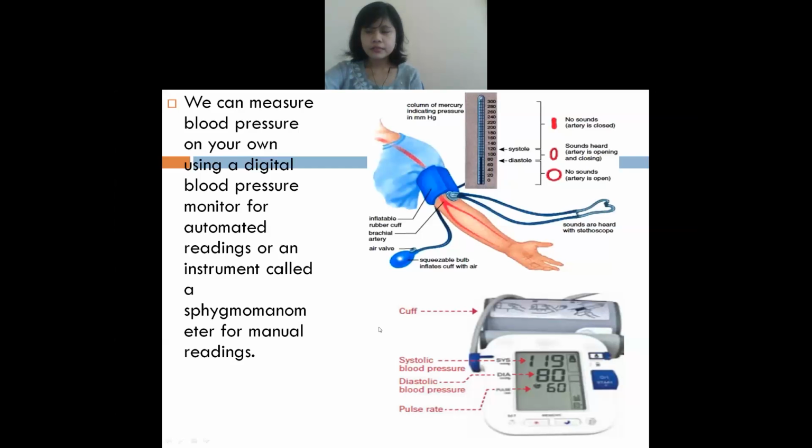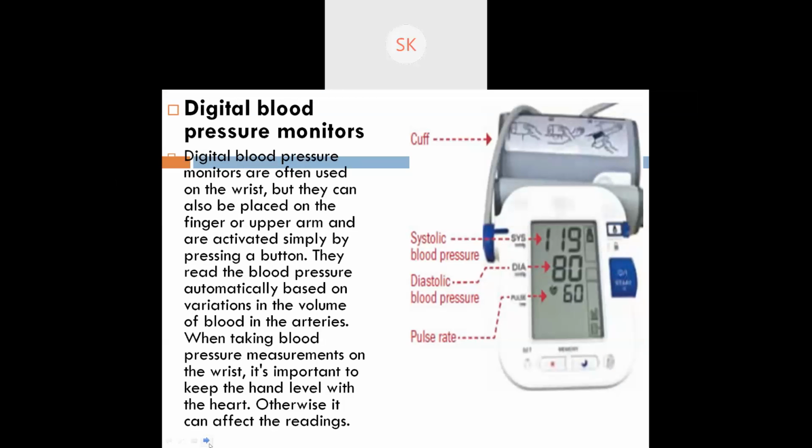Okay, did you understand the two machines which are used for measuring blood pressure? Sphygmomanometer and digital blood pressure monitor. Okay, did you understand, everyone? Did you understand the two machines used for measuring BP?